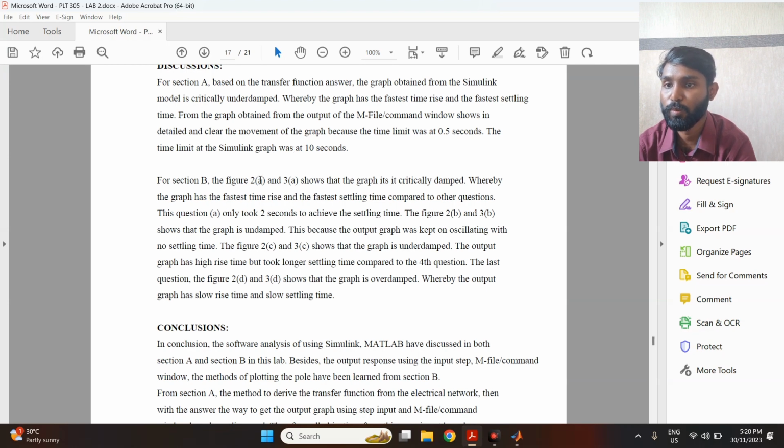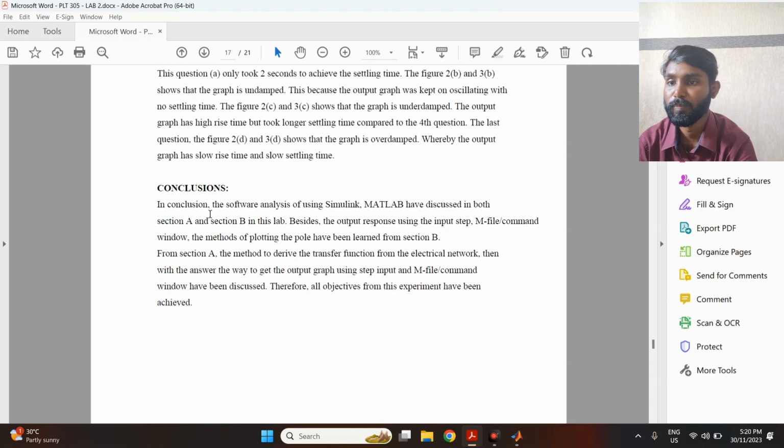For section B, the figure 2a and 3a show that the graph is critically damped, whereby the graph has the fastest time and the fastest settling time compared to other questions. This question A only took 2 seconds to achieve the settling time. The figure 2b and 3b show that the graph is undamped. This is because the output graph kept oscillating with no settling time. The figure 2c and 3c show that the graph is underdamped. The output graph has a high rise time but took longer settling compared to the fourth question. The last question, the figure 2d and 3d show that the graph is overdamped, whereby the output graph has a slow rise time and settling time.